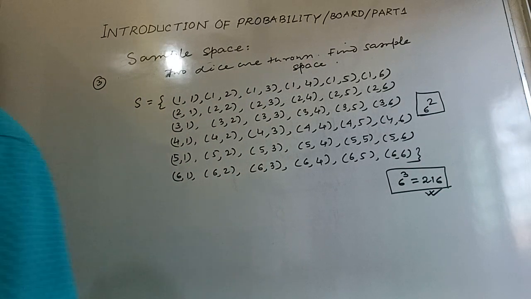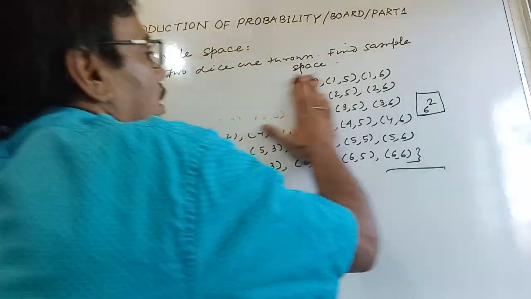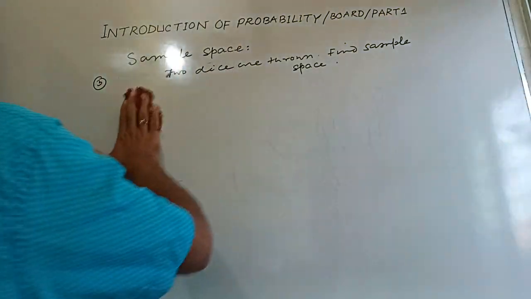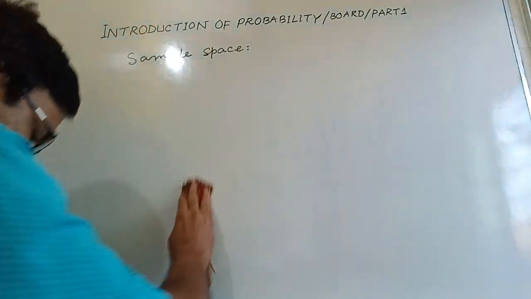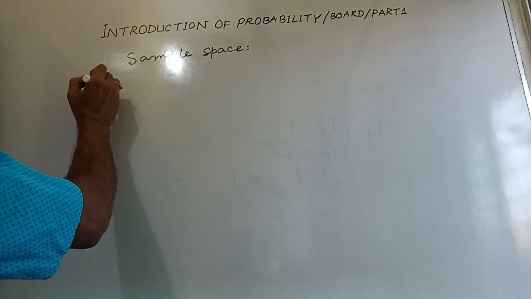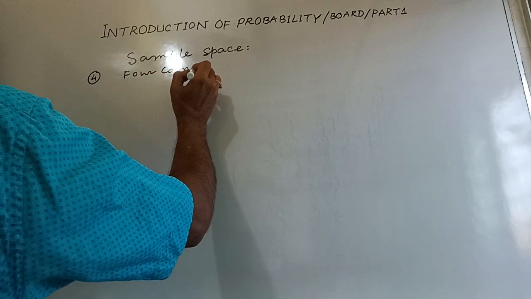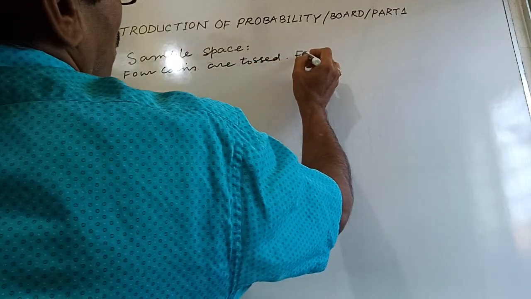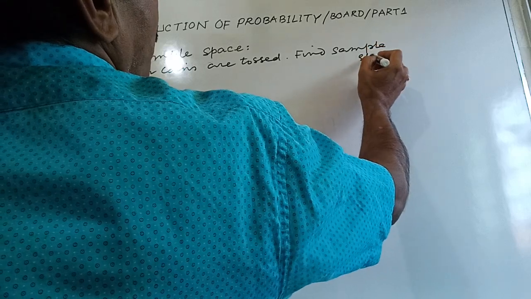We are discussing today the introductory part, that is some basic definitions: a random experiment, then outcomes, then sample space. Then number 4. 4 coins are tossed. You have to remember up to this. Find the sample space.